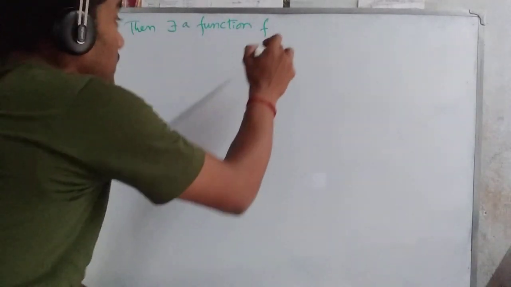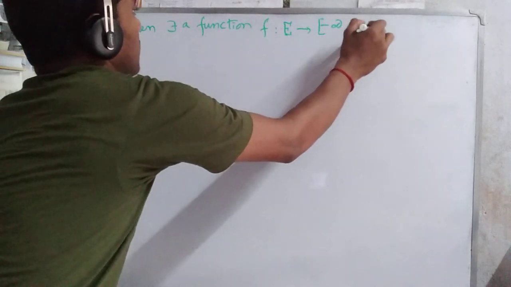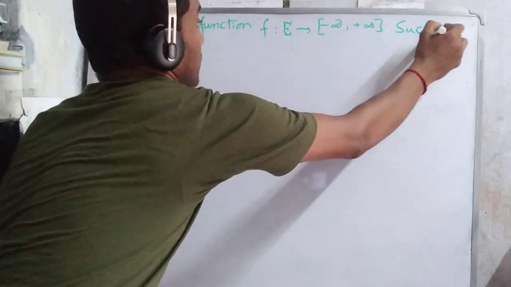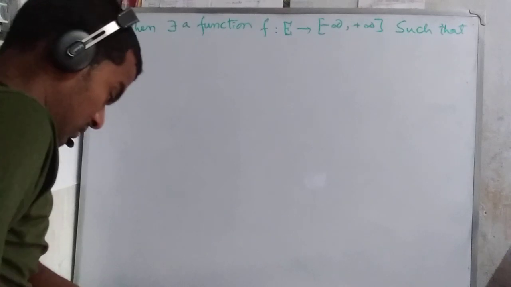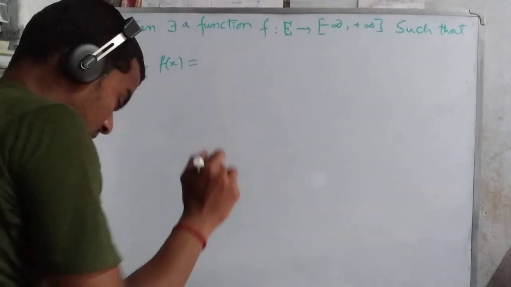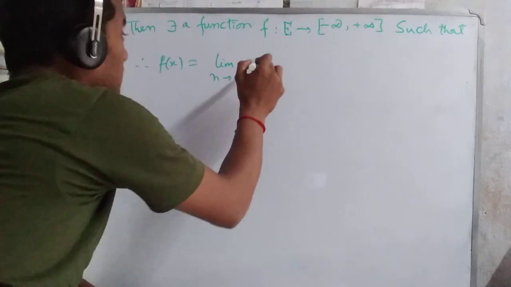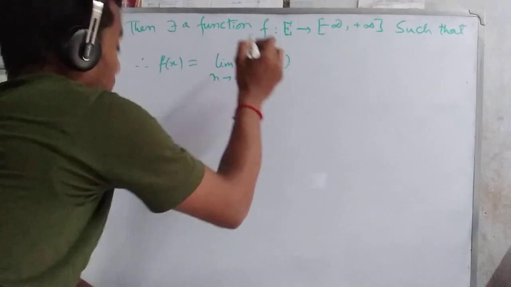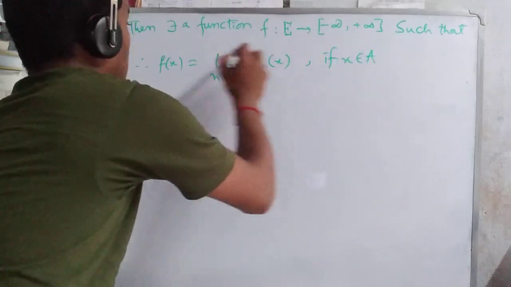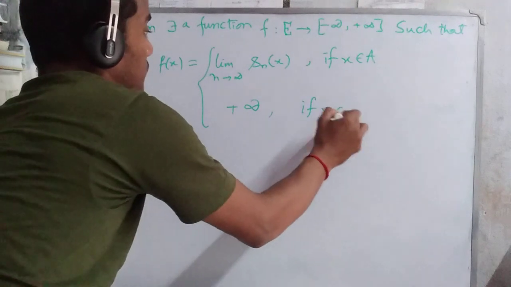If e2 minus infinity plus infinity such that f(x) equals limit n tending to infinity S_n(x) if x belongs to A, and plus infinity if x belongs to B.